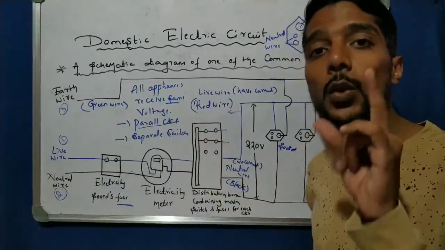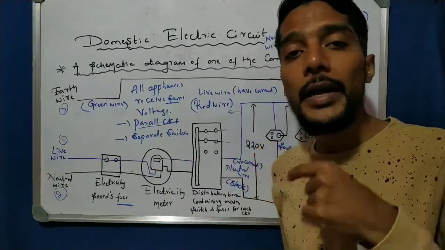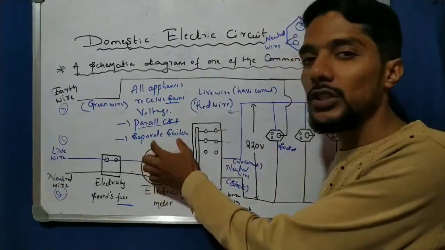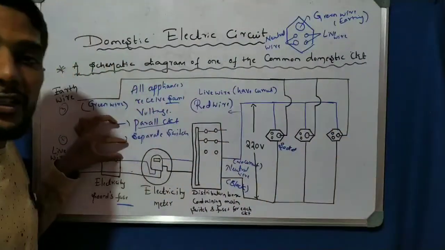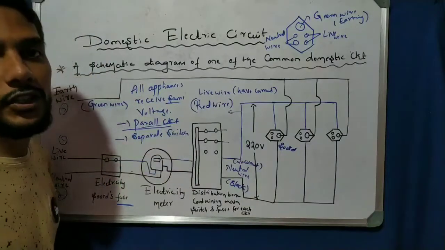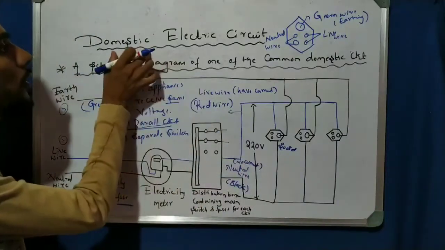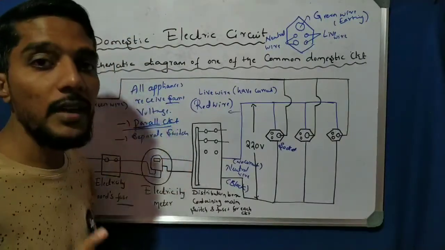In series, only one switch can control all the appliances, but in parallel, different appliances have different switches. By observing two things here, same voltage and separate switches, these two conditions say that the connections are parallel. That is very simple. So the domestic electrical circuits are parallel connections.